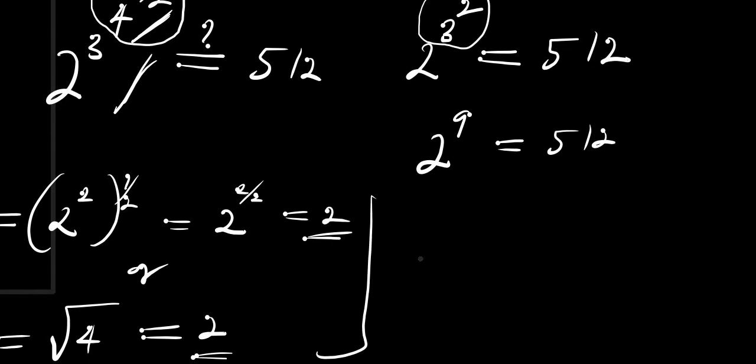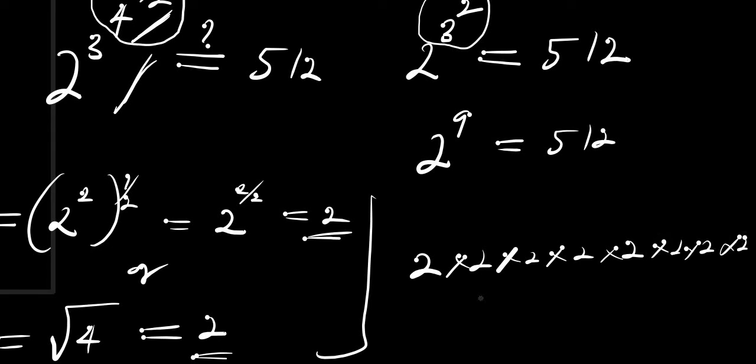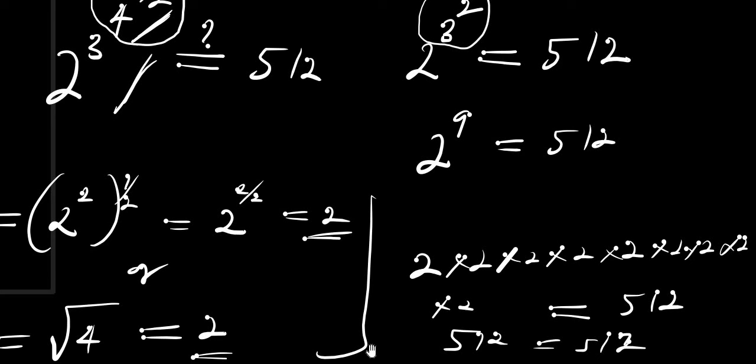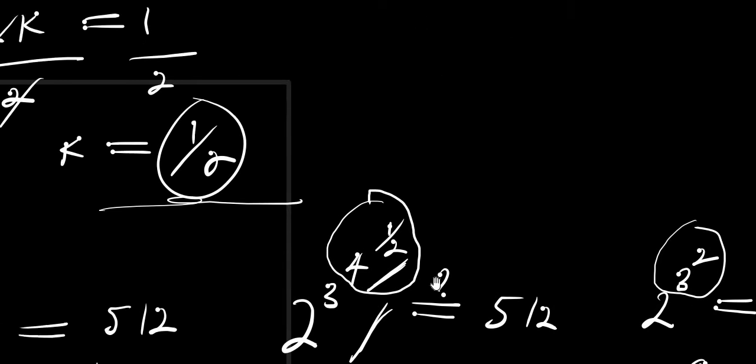Remember, if you have 2 times 2, so this will give you 512. 2 times 2, 4, 4 times 2, 8, 8 times 2, 16, 16 times 2, 32, 32 times 2, 64, 64 times 2, this is 128, 128 times 2, that is 256, 256 times 2, that is 512. We have 512 equals 512. So this shows that the answer that we got here is absolutely correct.